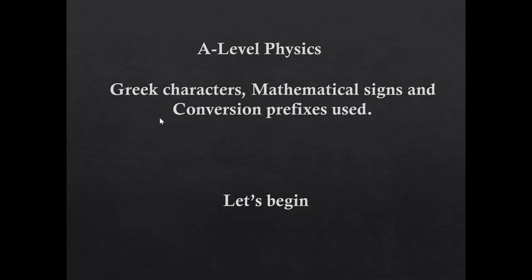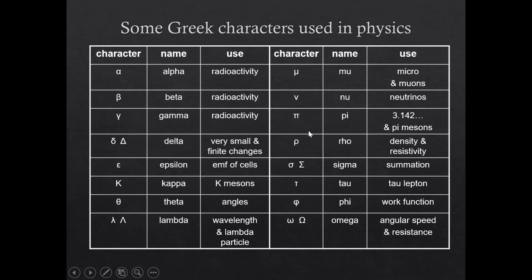Let's begin this A-level physics by having a general overview on some of the Greek letters, the mathematical signs, and the conversions done in A-level physics. So I welcome you once again. Let's begin on this now. Some of the Greek letters that we use include the following. So we have the name and the character, and maybe in the topics that we'll be finding these as we go along in this A-level physics.